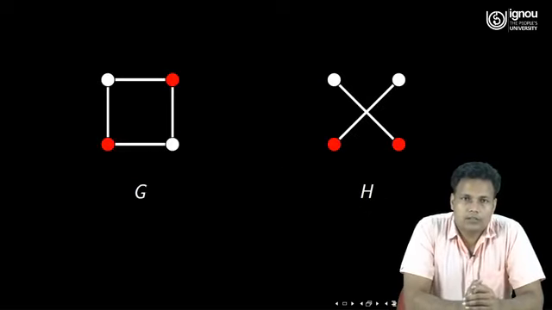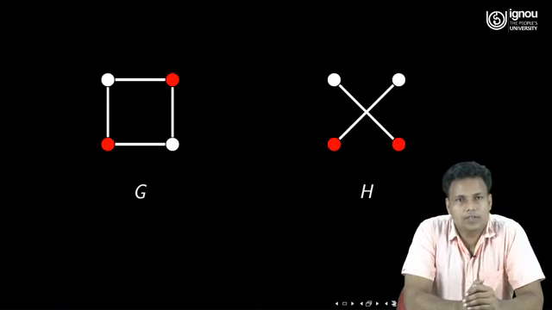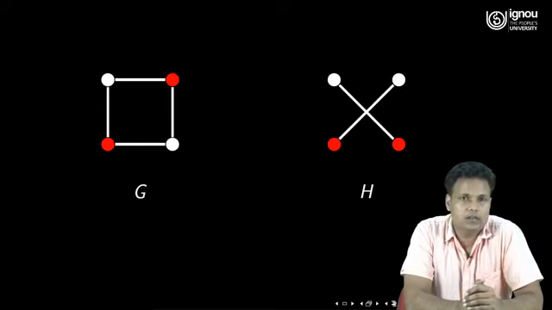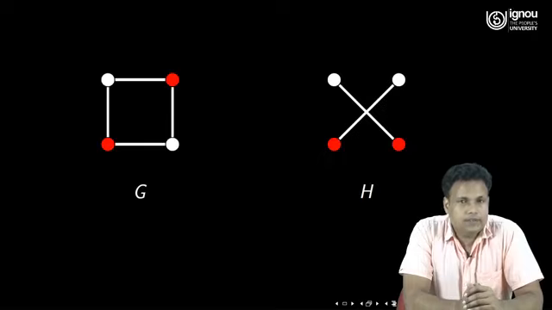For instance, look at these graphs G and H. Here in the graph G, you can see that the vertices which are red lie in one partite set and the vertices which are white lie in another partite set. And every edge has one endpoint with red color and the other endpoint with white color. So this is a bipartite graph. Likewise, the graph H is also a bipartite graph.